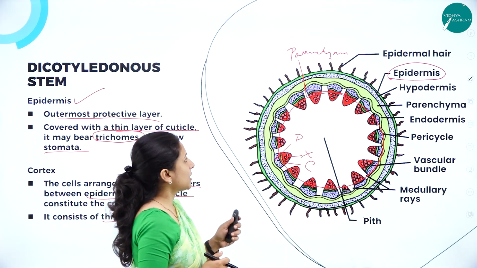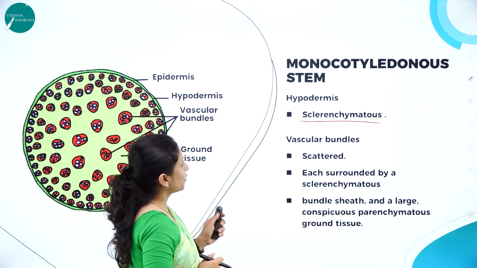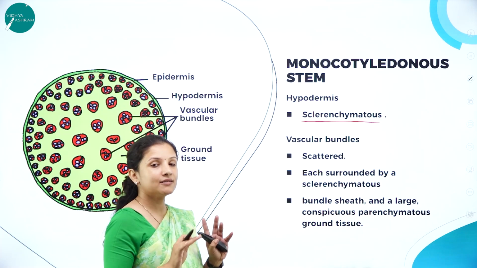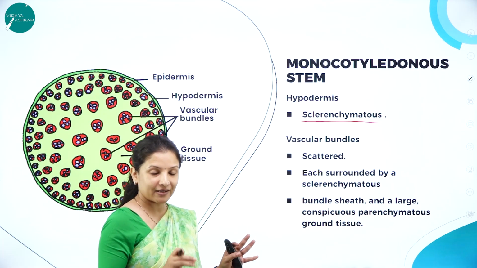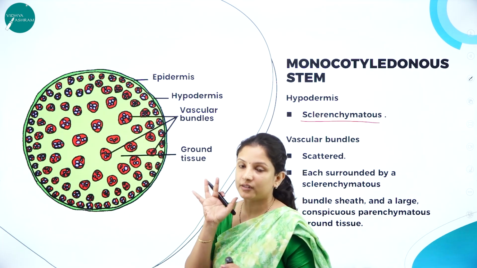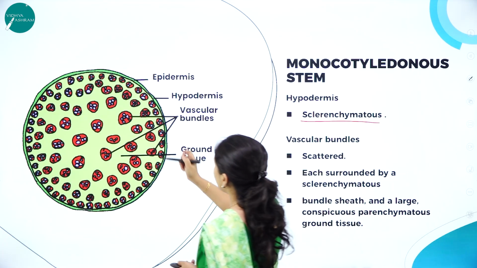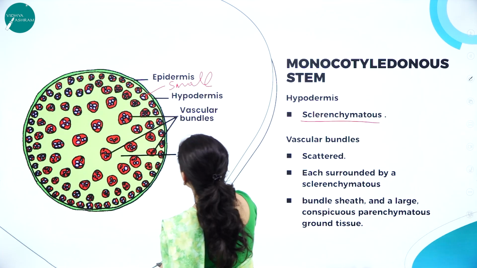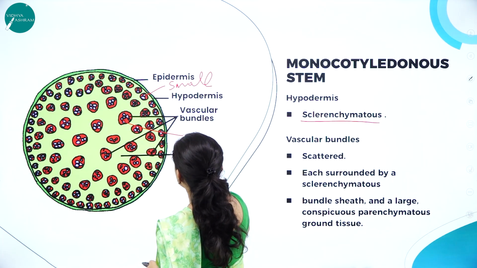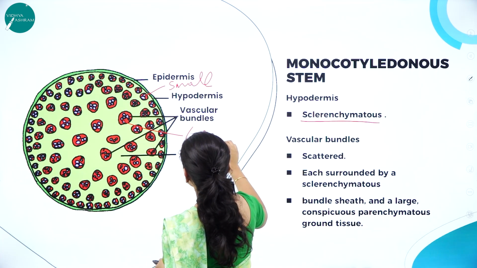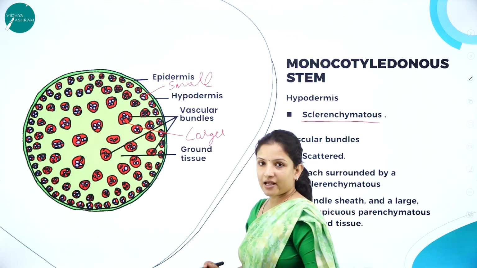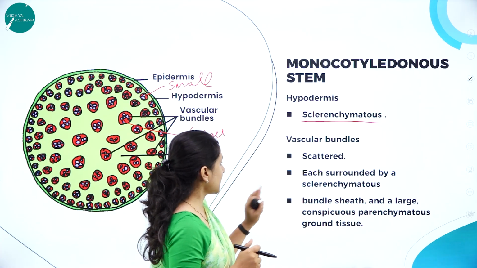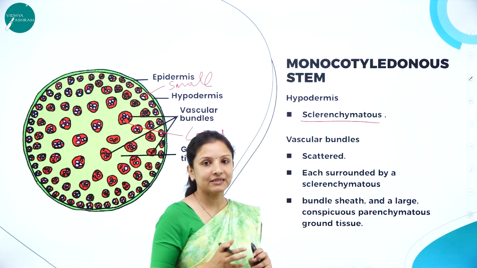Now remember this, going back to the monocot stem, what is the difference here? Here the vascular bundles are not arranged in a ring-like manner. They are scattered however they want, wherein always the smaller vascular bundles are present towards the periphery and the larger vascular bundles are present towards the center. So that is how it is arranged. There is no ring-like arrangement here. They are scattered, and each is surrounded by sclerenchyma.